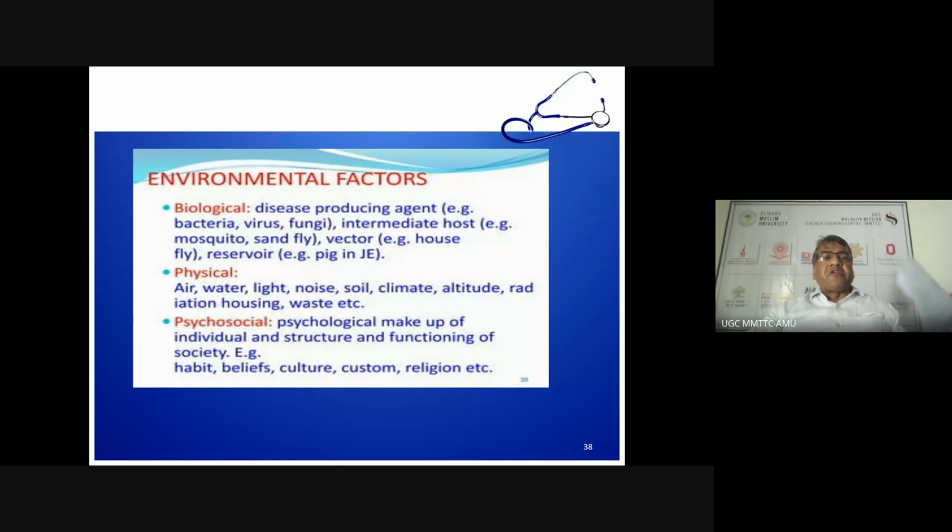Now, biological environmental factors are disease promoting agents. For example, as I told you earlier, virus, bacteria, fungi, intermediate hosts, mosquito, sandflies, vectors, housefly, and reservoirs, like pig in Japanese encephalitis. They are all biological environmental factors. Physical factors are air, water, light, noise, soil, climate, altitude, radiation, housing, and waste.